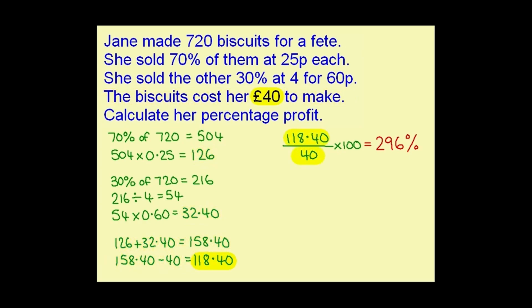So now, to work out the percentage profit, we're back to our formula. We've got the actual profit, that's £118.40, over the original price, that's what it cost her to make the biscuits, so that's 40, and we times that by 100. It comes out as 296%, so she's made 296% profit. That tells you that the amount of money that she made as profit is nearly 3 times as much as the money she spent making the biscuits.